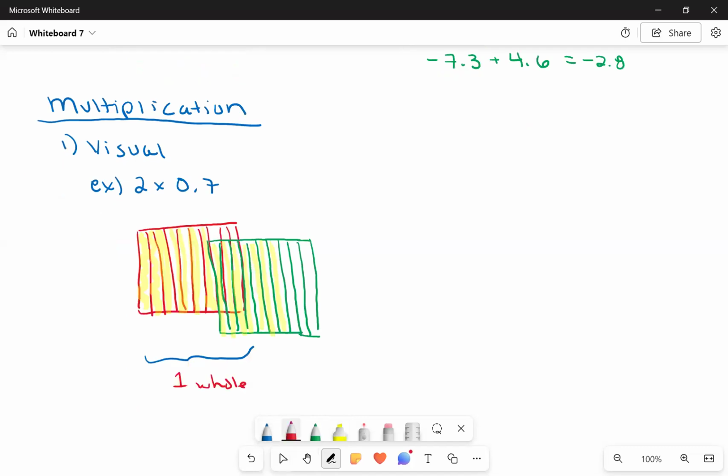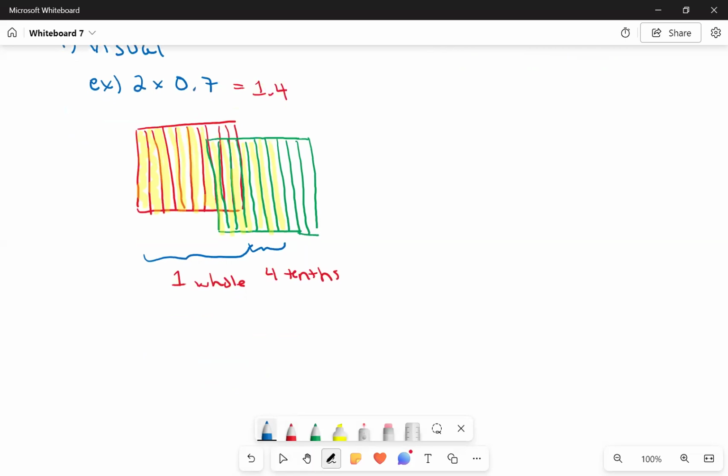And then we have an additional, sorry, I should have done that in blue, an additional 4/10 left over. All right, so this comes out to 1.4. They do have a different approach when you're multiplying two decimals, and it does require a little bit more work to count it all up. So let's give it a shot.